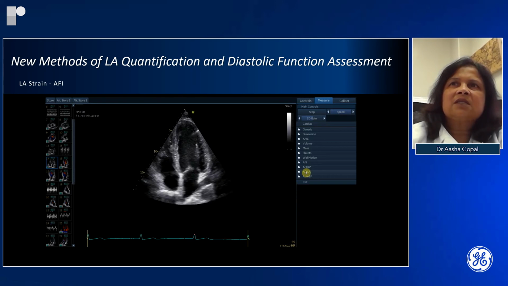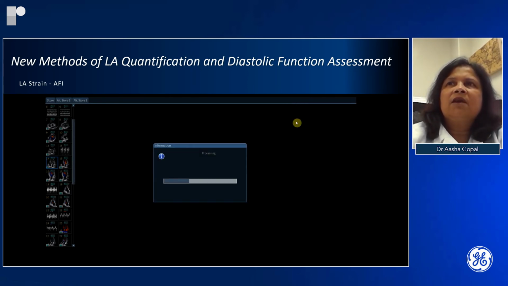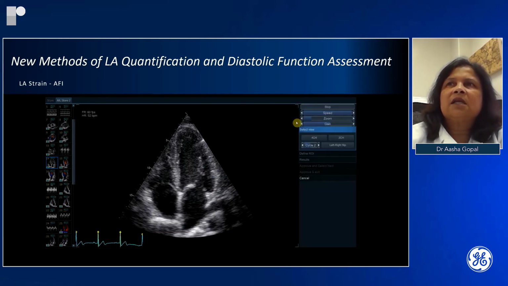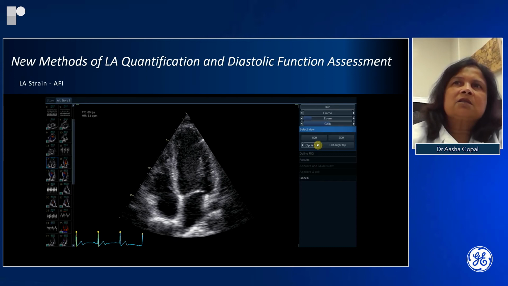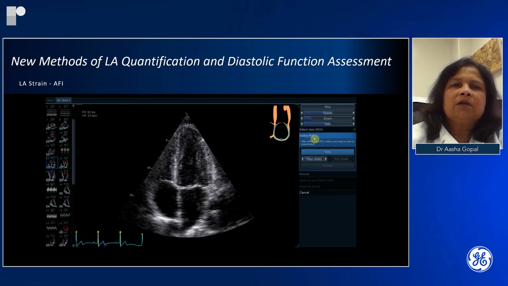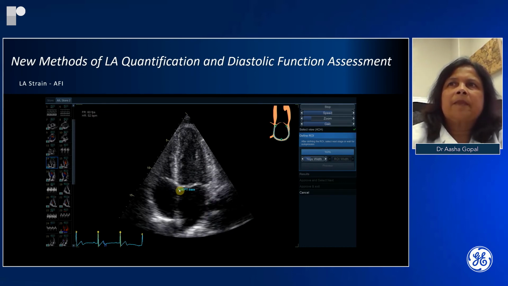So this method is largely automated and therefore very practical in a busy clinical setting. And you're looking at a 4-chamber view, but you can also use a 2-chamber view, provided the LA is fully visualized. Frame rates of 40 frames per second or higher are required with no upper limit.